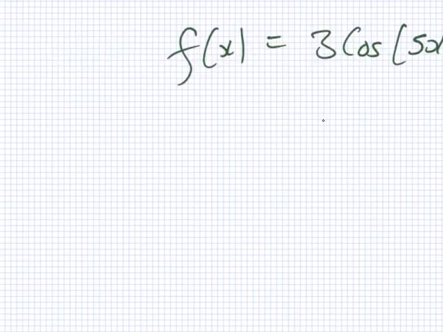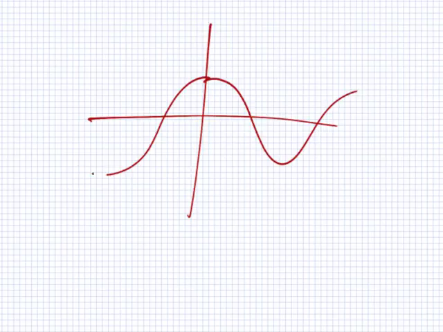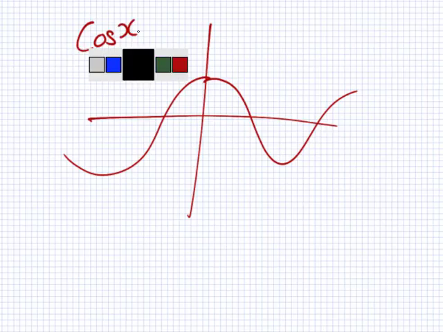Now, if you just had a good old-fashioned cos x by itself, this is just plain old cos x. What is the domain here that will make it 1-to-1?